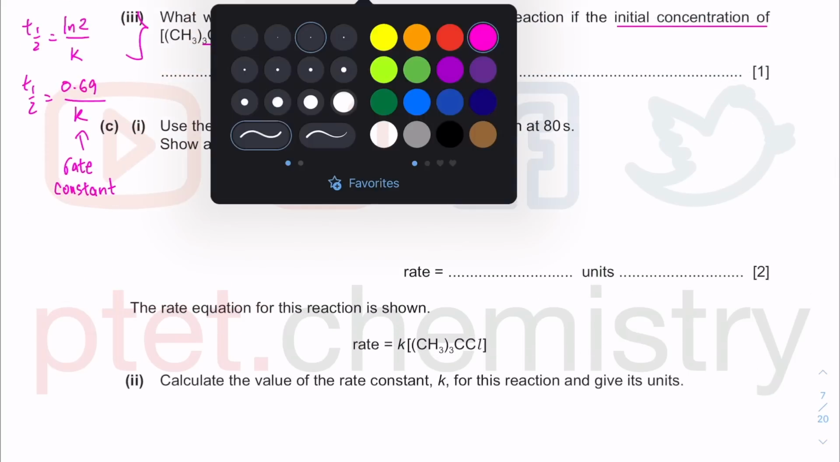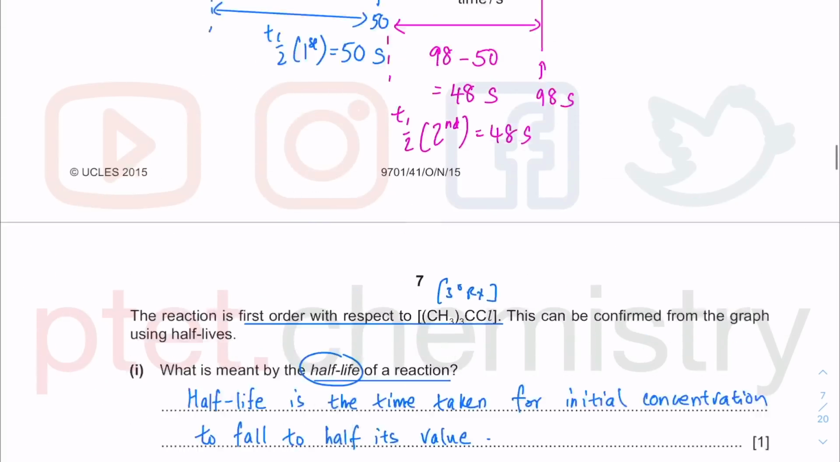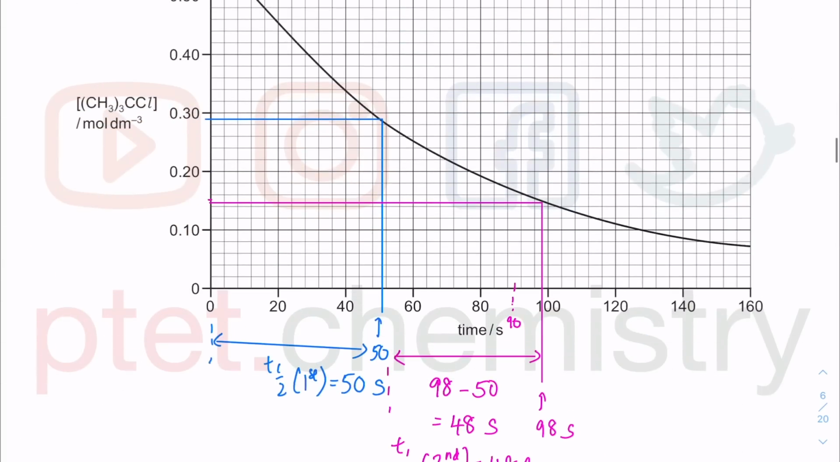The next question, you want to use the graph to determine the rate of reaction at 80 seconds. It's a curve, so you need to draw a tangent at 80 seconds. That's the only way you can get the gradient. Tangent at 80 seconds. So 80 seconds is going to be here. So here it is, 80 seconds. So I'm going to draw a tangent.